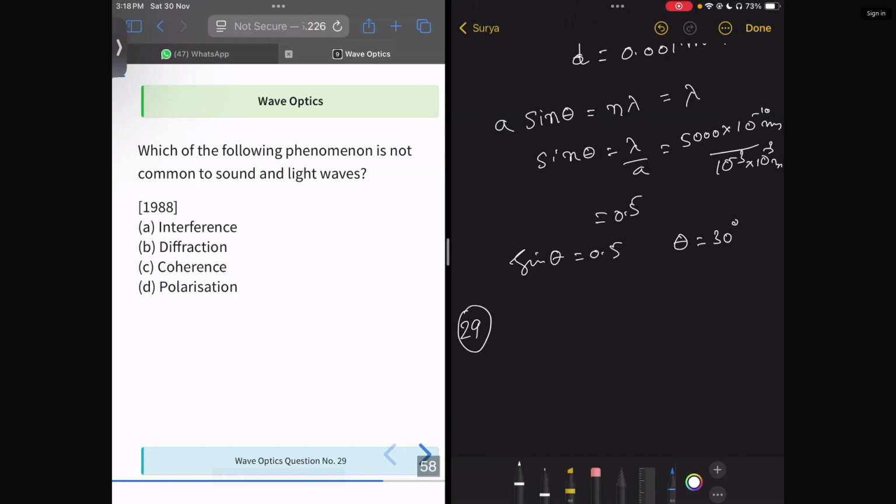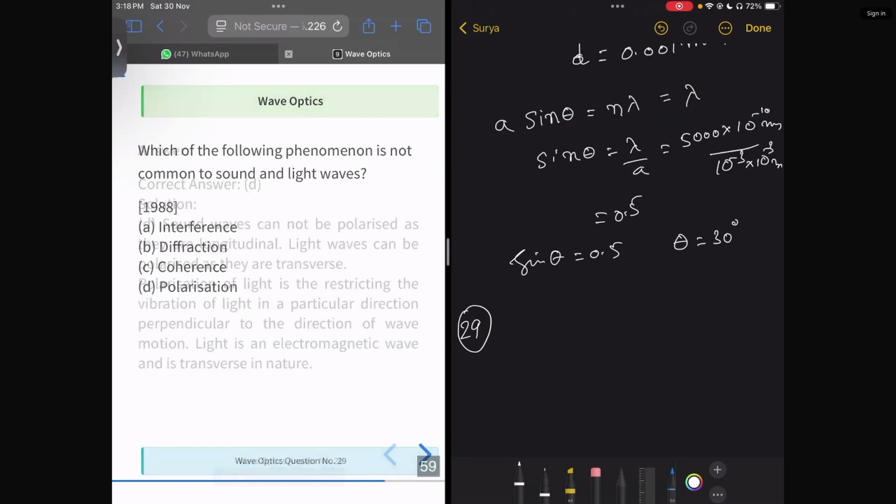The polarization of light is the restriction of the vibration of light in a particular direction perpendicular to the direction of wave motion. Light is an electromagnetic wave and transverse in nature. So option D, polarization of light is restricting the vibration of light in a particular direction. This is not common. So option D is the right answer.